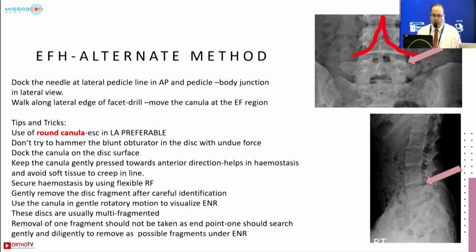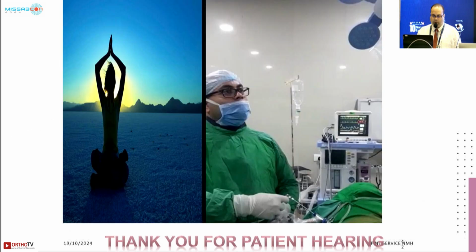We should not hammer the blunt obturator because this will ultimately damage the already compressed exiting nerve root. Achieve hemostasis by pressing the cannula towards the disc and remove the fragments piecemeal one after the other. These are the typical extraforaminal herniation.